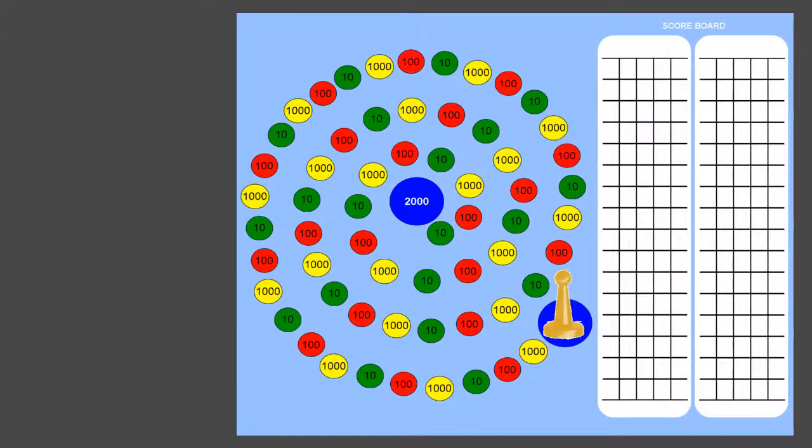To play this game, two students will compete against each other in creating the largest amount possible. They'll do that by rolling the dice, and multiplying each of the numbers they roll on the dice by either 10, 100, or 1,000.